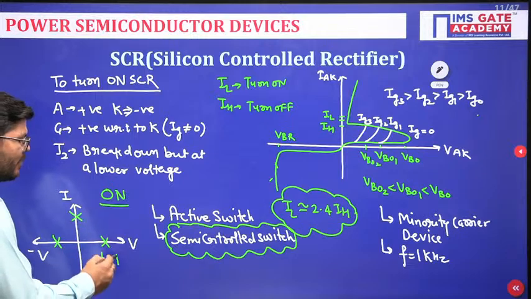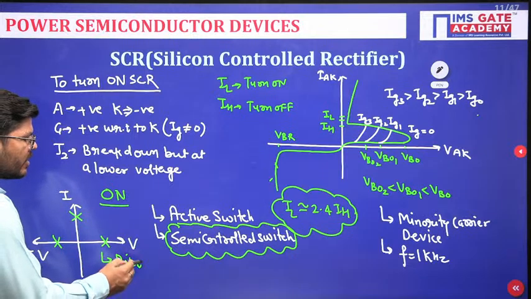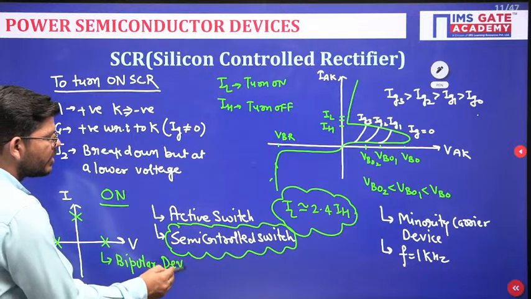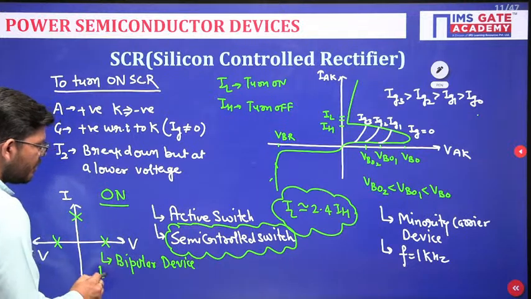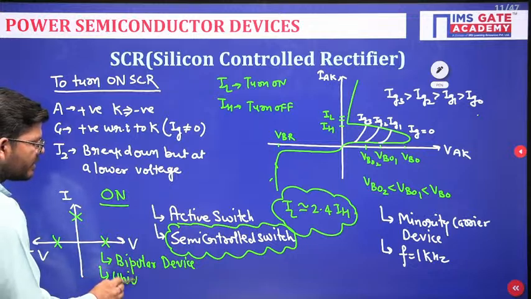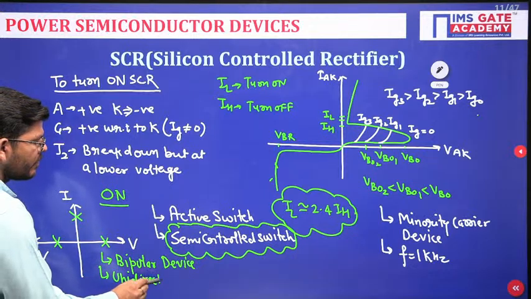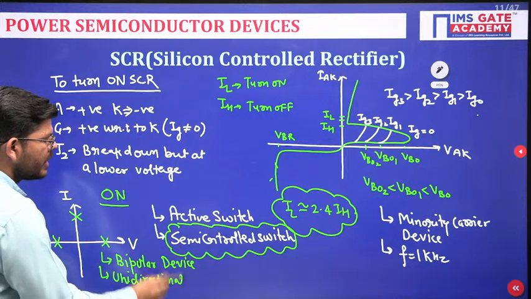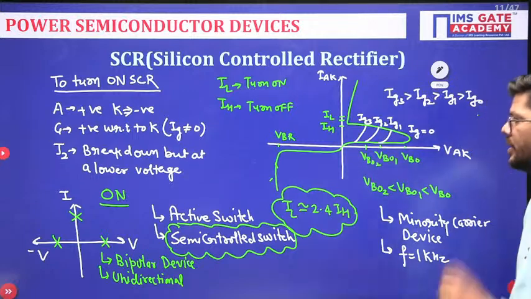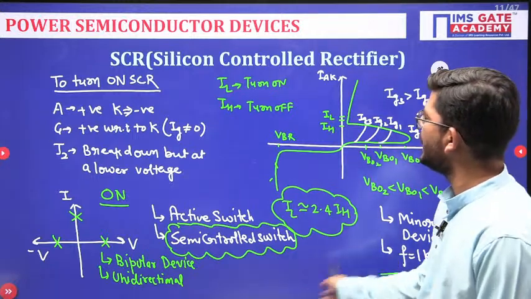So this is a bipolar device because it can block both types of voltages. But it carries current only in one direction, so it is a unidirectional device. Bipolar and unidirectional device. So this is all about the SCR.